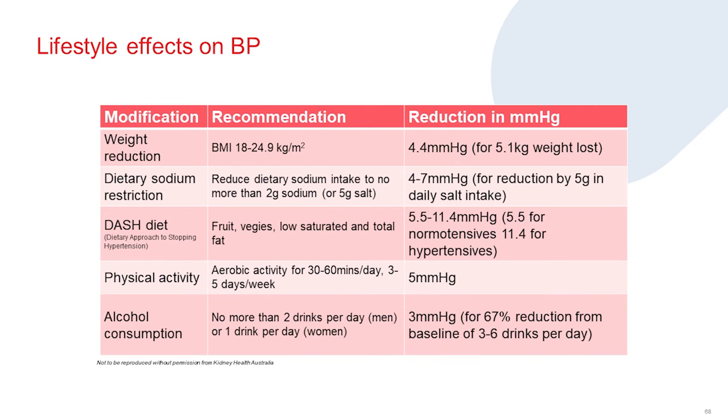And physical activity, for every 30 to 60 minutes, at least 3 to 5 days, you lower the blood pressure by 5 millimeters. Alcohol consumption, no more than 2 drinks per day in men and 1 drink per day in women. Again, you get a reduction of 3 millimeters of mercury. I can see clearly that diet is the key thing in making the most change in blood pressure.